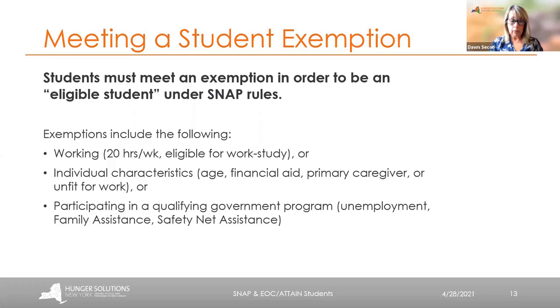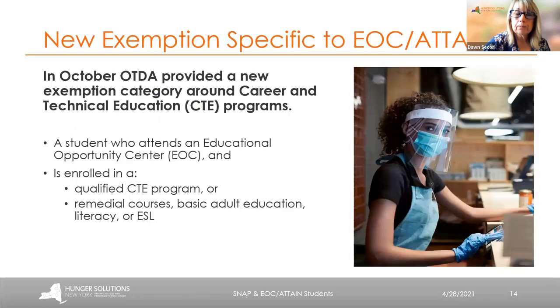and they don't have to have any hourly work done. They just have to be eligible. And then the last bucket is this bucket of participating in a qualifying government program. And that includes students who are receiving unemployment, family assistance, which we call cash assistance or TANF, and safety net assistance. But back in October of last year, OTDA released a new exemption category around career and technical education, or CTE, programs for post-secondary students.